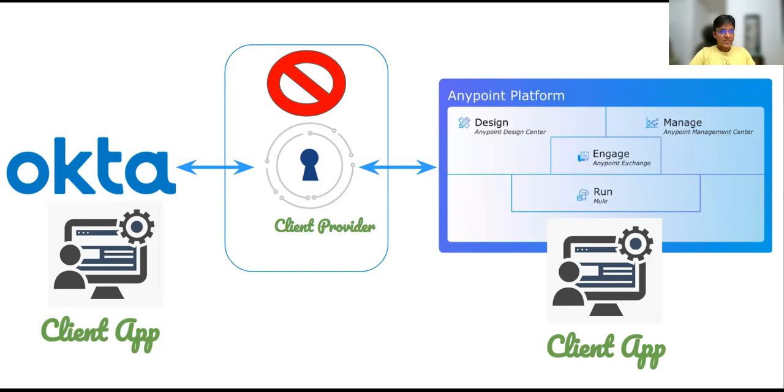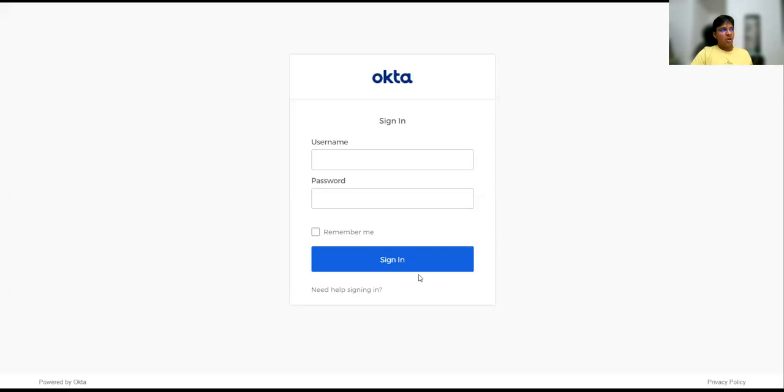First we'll see the Okta setup, then we'll come back to our Anypoint platform. We'll note down our business group ID and the API ID, because that's what we need while creating a new client application in Anypoint Exchange. So let's go ahead and see the Okta setup first. I'll take you to Okta and log into my Okta account.